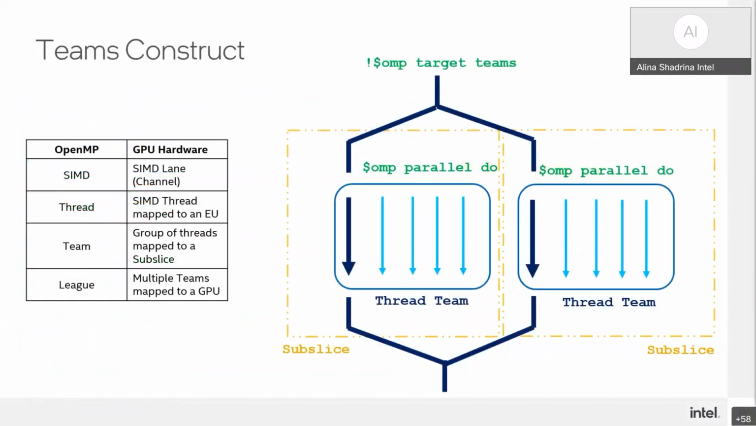This is a picture illustrating almost everything that I said earlier. You see some slices, you see 2 thread teams, and how OpenMP constructs are mapped to GPU hardware. You see that an OpenMP team is mapped to a group of threads, and it is working on the subslice level. OpenMP threads are working on the execution unit level, and that's why we can't just use parallel do in target constructs.